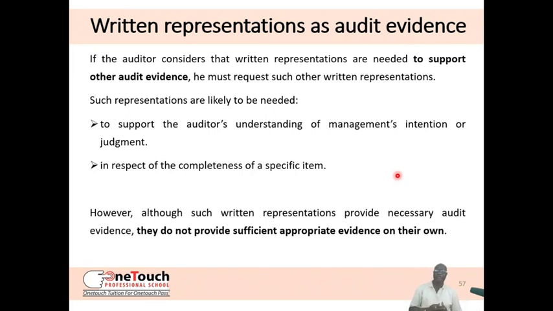Yes, if you have obtained any audit evidence which you are not sure of yourself, you need a clarification from management, and that clarification should go through the management representation, which we know is a letter from the management to you, the auditor, to support the auditor's understanding of management intention or judgment in respect of the completeness of specific items. Okay? However, although such representations provide necessary audit evidence, they do not provide sufficient appropriate audit evidence on their own. So a question can be thrown to you that you have obtained all the audit evidence, but you couldn't get sufficient appropriate audit evidence, and you have obtained a representation from management. They are telling you that written representations do not provide sufficient appropriate audit evidence on their own. They need to be supported with other evidence.